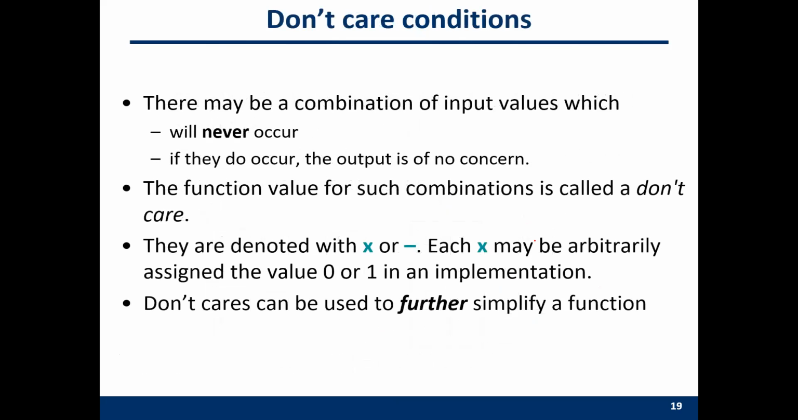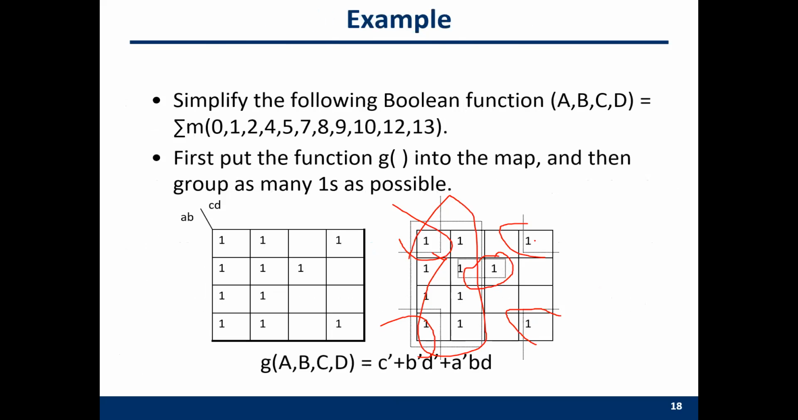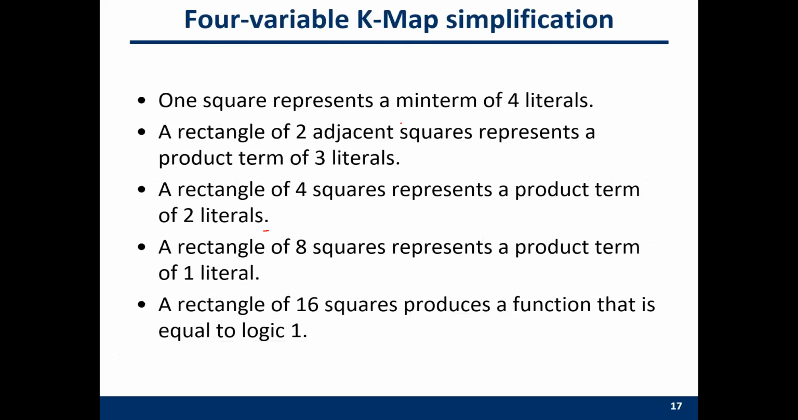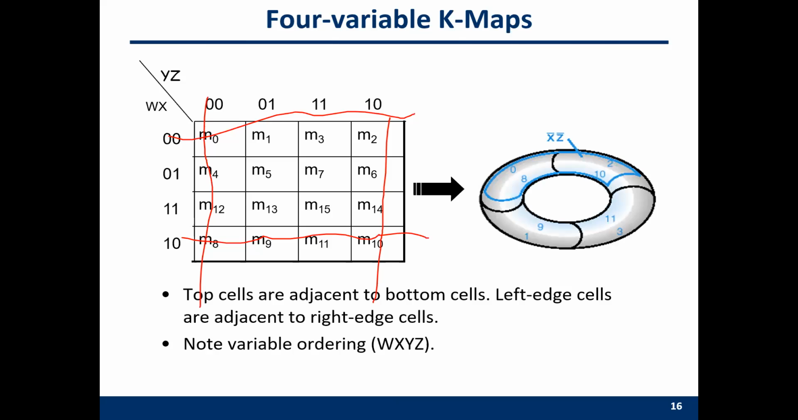I have a question. Yes. In one of the previous slides, you showed that the map in this case would be topologically a cylinder. Yes. It's more like a torus now when we're doing four variables. Yes. Okay. So why do we have this structure?